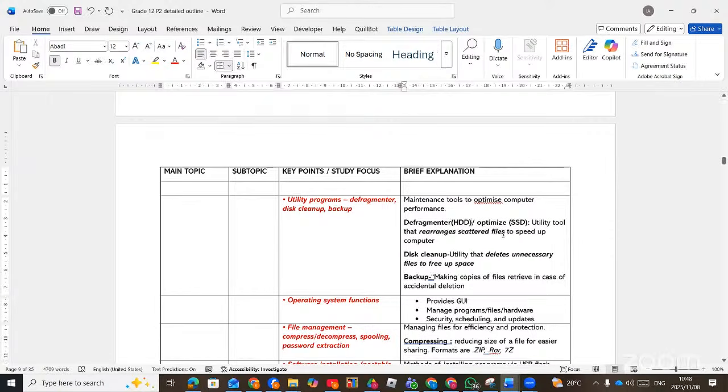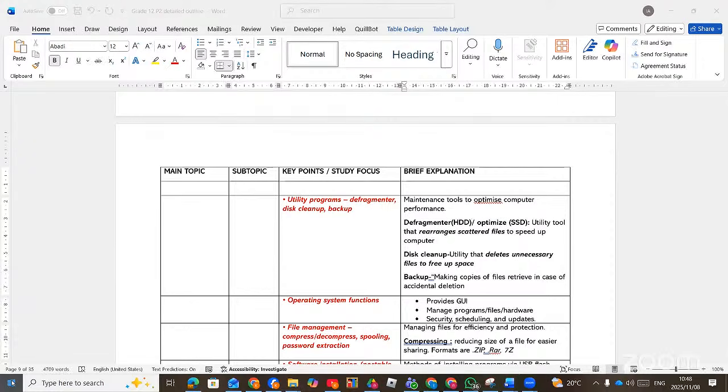Why do we say so? Because with SSD, files are not mostly fragmented or scattered, as compared to the HDD, where they are scattered because of the nature of the drive. To rearrange them so that the computer will move smoothly or speed up its processing, you need to use what we call the defragmenter. But for SSD, we normally use optimize.